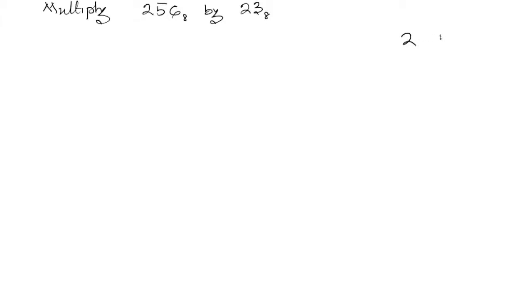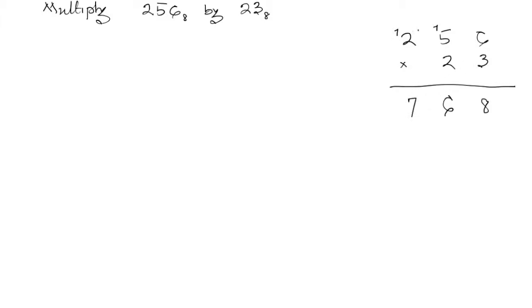So if we have 256 multiplied by 23 in base 10, of course, this time around. What we do is essentially 3 times 6 is 18. So we write our 8 here. We take our 1 up here. 3 times 5 is 15 plus 1 is 16. So that's 6. Take our 1 up here. 3 times 2 is 6 plus 1, 7.